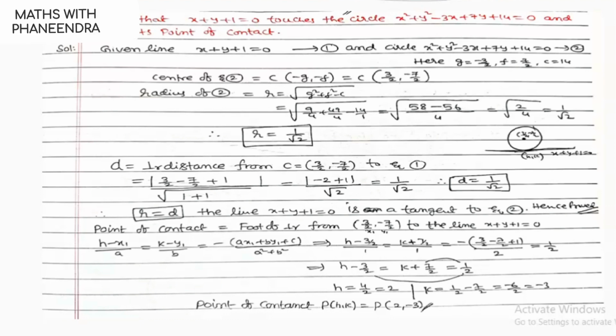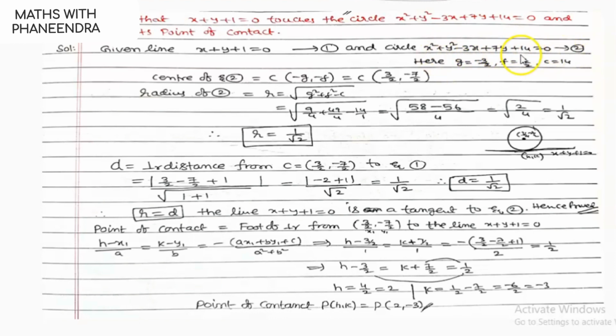And find its point of contact. From the circle center to the line, you calculate the foot of perpendicular, that is called the point of contact. These are the two important steps in this question. We'll discuss the first step. Step 1. Given line x plus y plus 1 equal to 0, equation 1, and given circle x square plus y square minus 3x plus 7y plus 14 equal to 0.